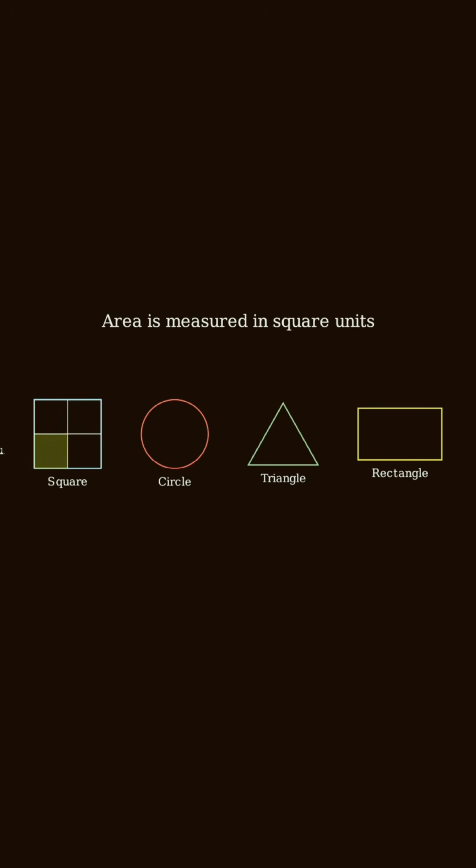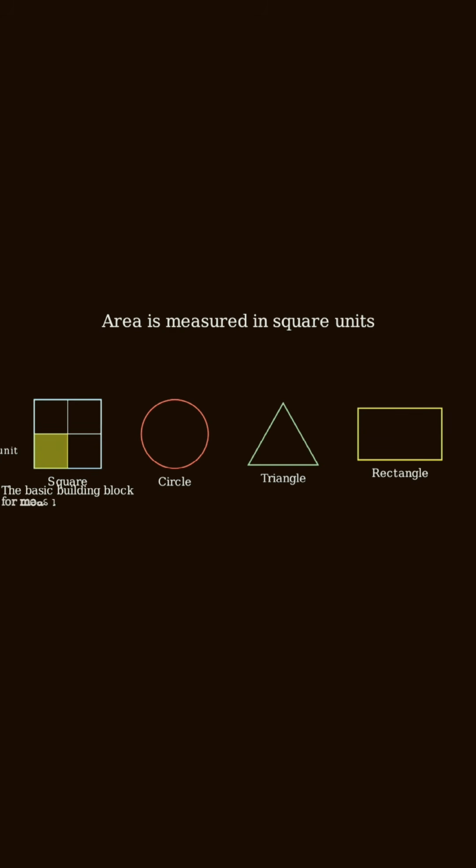We can divide it into smaller, equal-sized squares. Each of these smaller squares is exactly 1 unit on each side, and we call this a square unit. If we count, we can see our blue square contains 4 of these square units. This 1 square unit becomes our measuring tool for area.